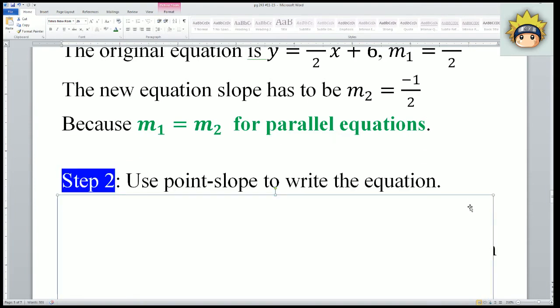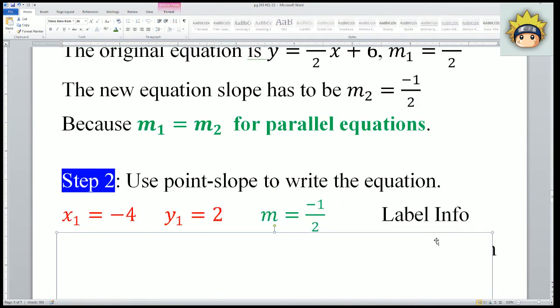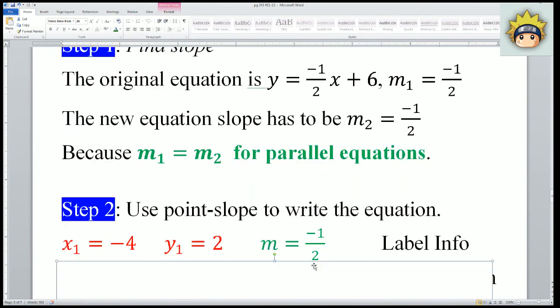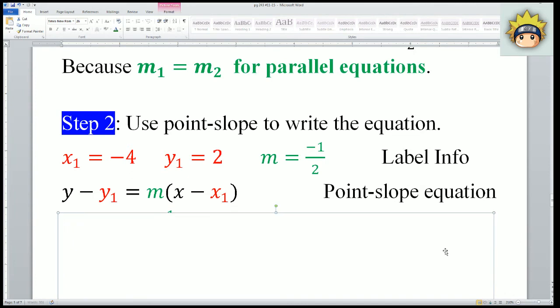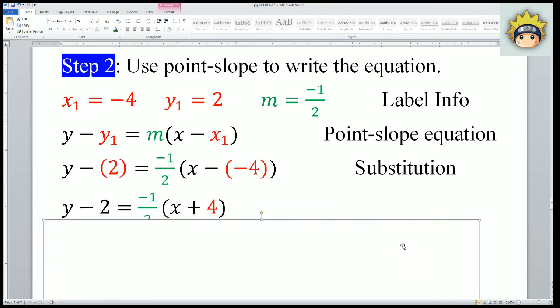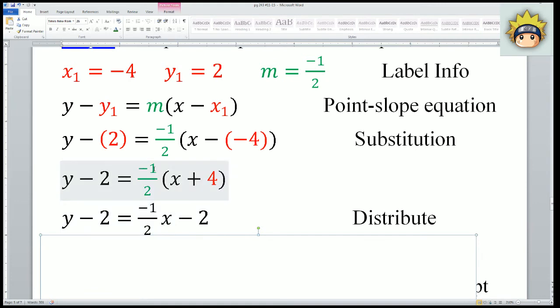Step 2 is to use point slope. The reason we use point slope is we have a point here and we have a slope here. Make our life easier. Always label your information. x1 is negative 4, y1 is 2, and the slope here is negative 1 over 2. You have y minus y1 equals m times parentheses x minus x1. Make your substitution. I'm going to simplify because subtracting a negative here is the same thing as adding. You should have that. Now you want to distribute. Once I distribute, negative 1/2 times x is negative 1/2 x. Negative 1/2 times 4 is negative 2.